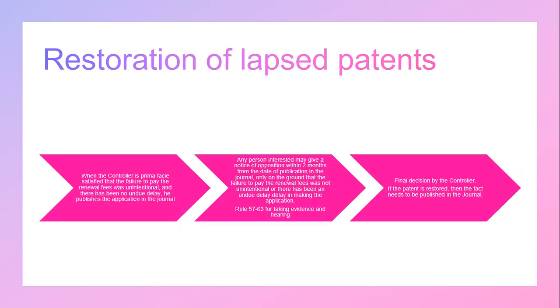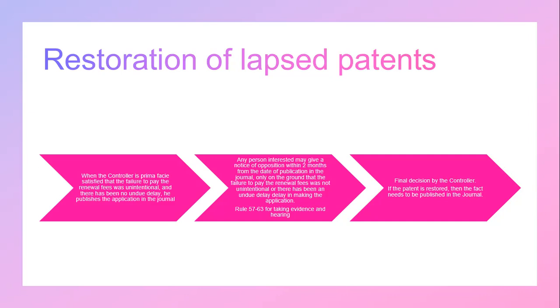Now, once you fill out your Form 15 and state the circumstances which led to the lapse of the patent, or why you could not pay the renewal fee, and the controller is satisfied that the failure to pay the renewal fees was unintentional and there has been no undue delay in paying the fees as soon as the fact was discovered, then he will publish this in a journal. And any person interested can give a notice of opposition within 2 months from the date of publication in the journal.